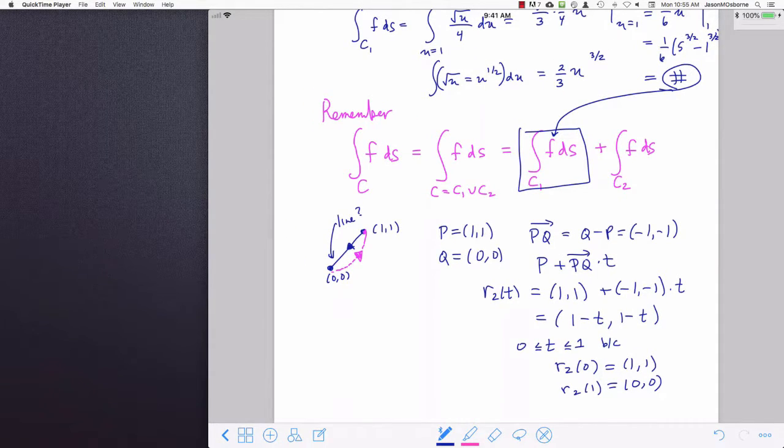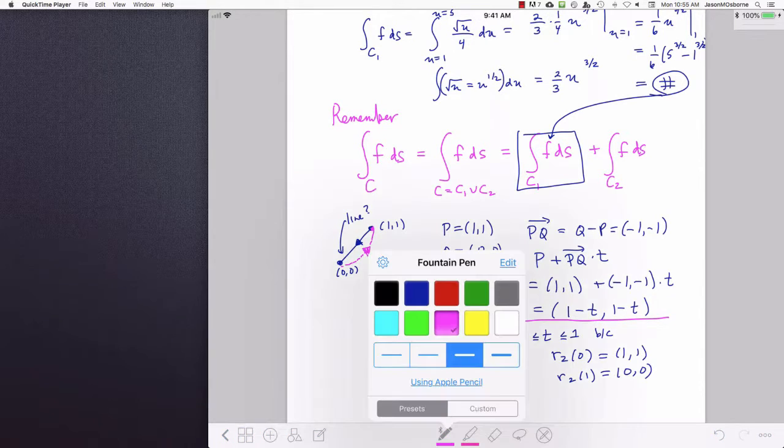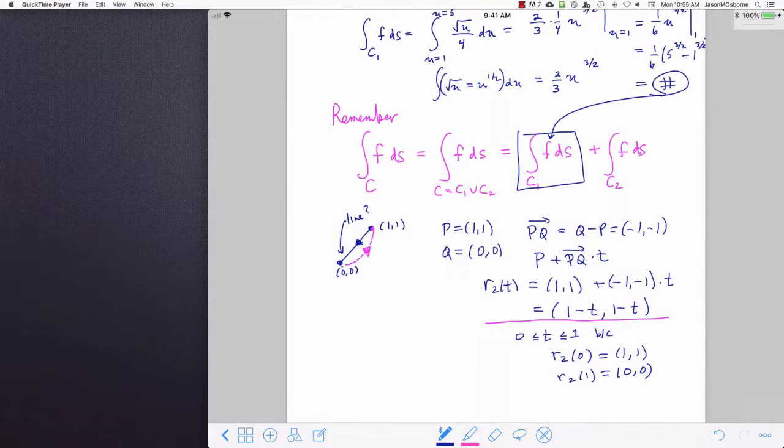So this is the curve that we need to integrate along. So how do we do that part? The integral along the second part of the curve of f ds is equal to the integral from time t equals 0 to t equals 1. I need the function along the curve. In this case, the function along the curve is x, which is 1 minus t, plus the square root of y. y is also equal to 1 minus t.